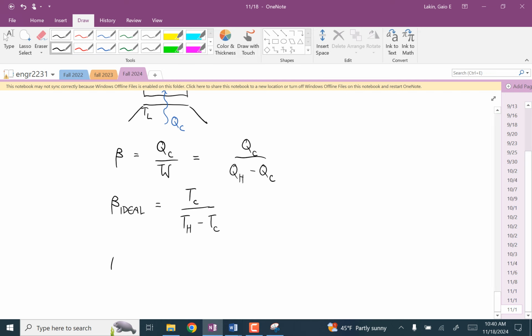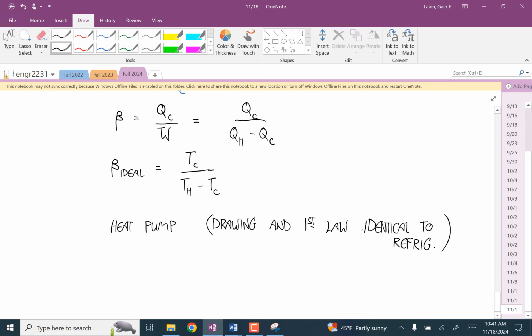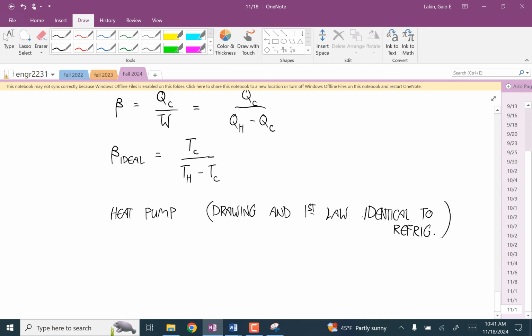And then finally the heat pump cycle. The drawing and the first law are identical to the refrigeration cycle. But we define the performance differently because we have a different objective this time.